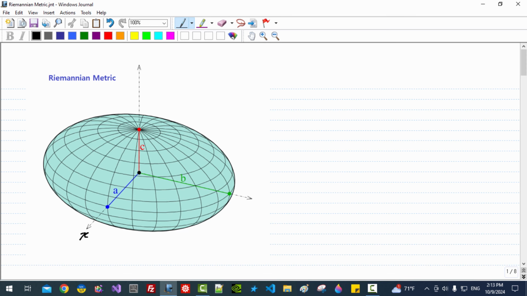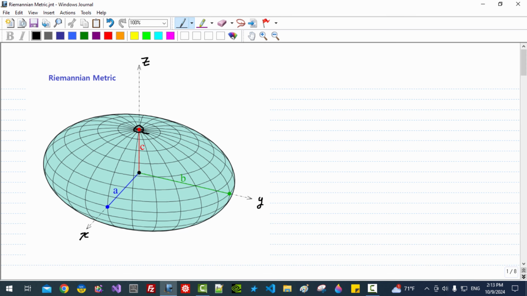In this episode, we will compute the length of a curve on the ellipsoid. This is the x coordinate. This is the y coordinate. This is the z coordinate. This is the North Pole.